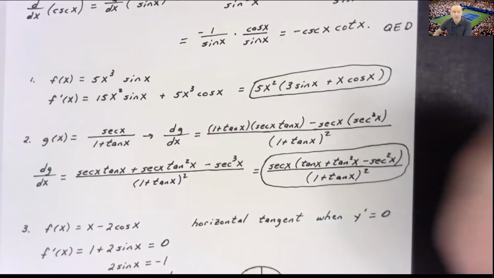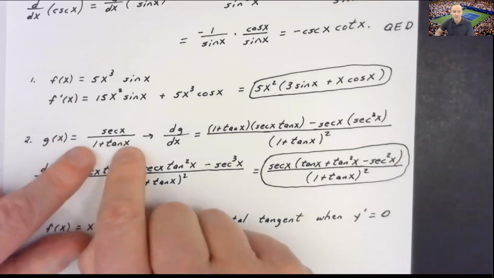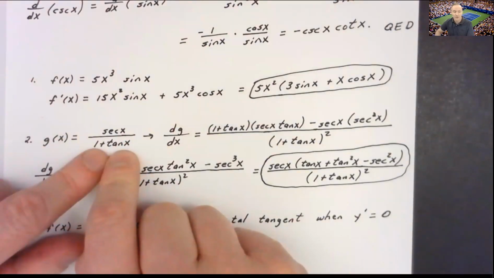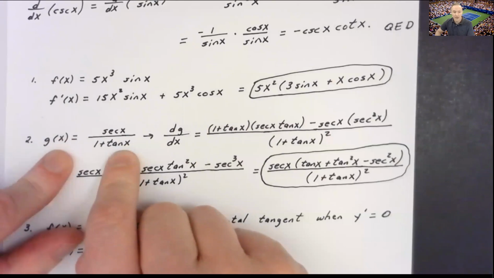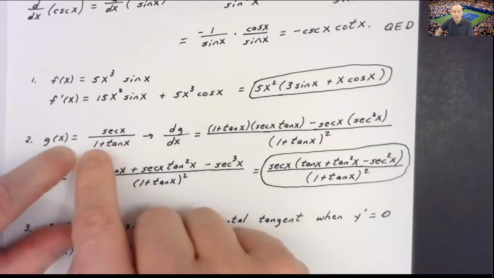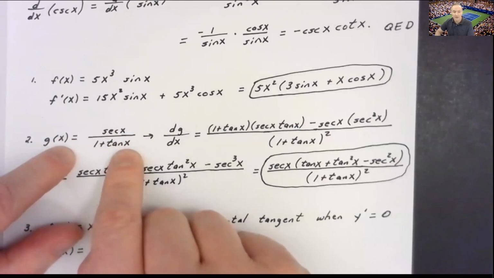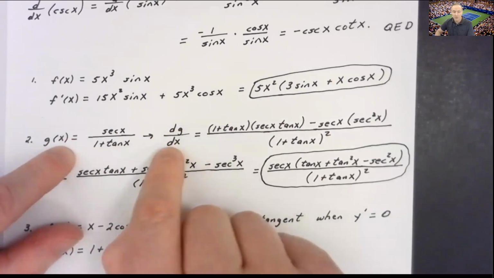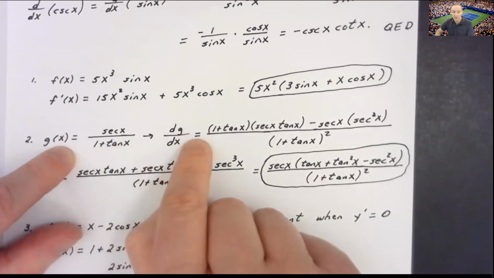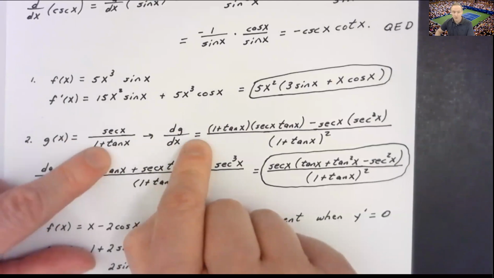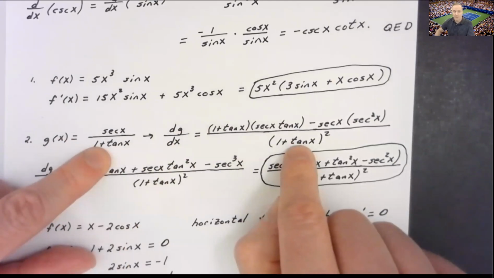The second question I had here just had a quotient, and I asked you to find the derivative. So if this is g of x of secant x over 1 plus tangent x, then I can say, well, then the derivative of g with respect to x is equal to, quotient rule always tells us to square the denominator, and please keep in mind, I would never want you to physically square out that 1 plus tangent x.